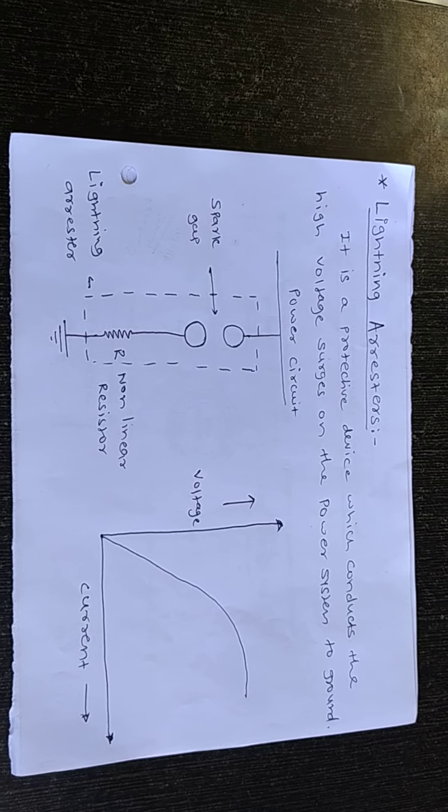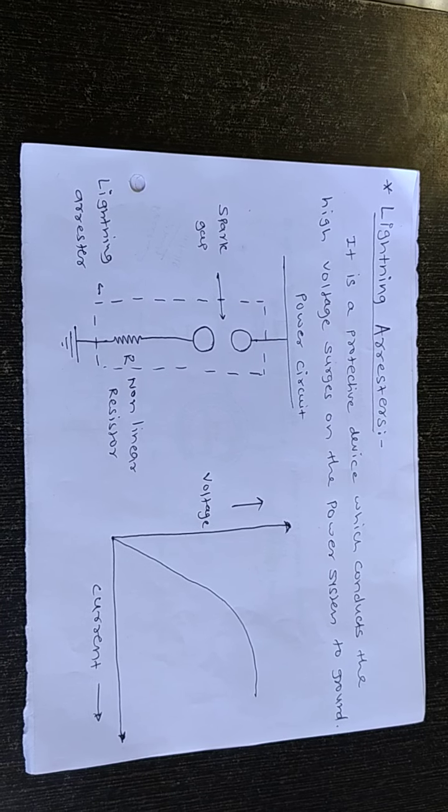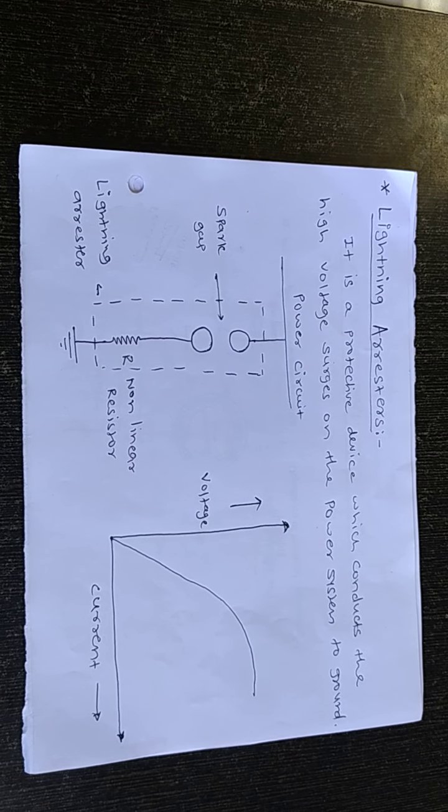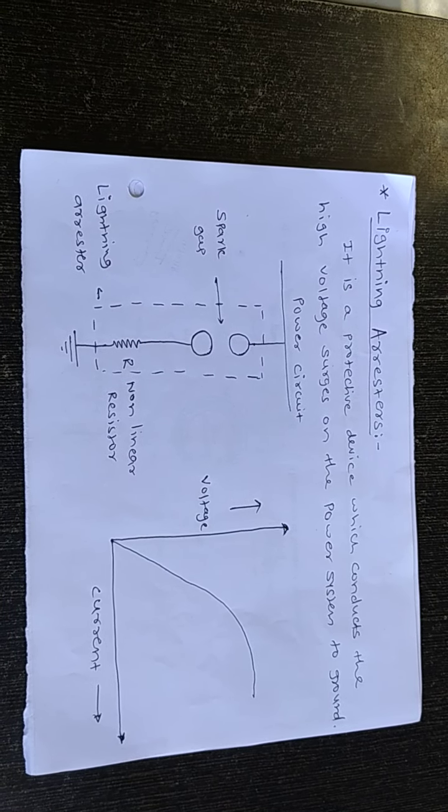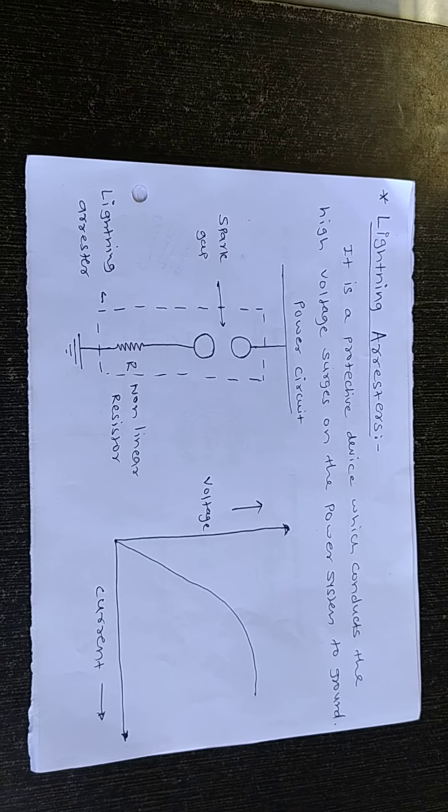Hello friend, today we are going to discuss the lightning arrestor, which is used for the protection of the power system from overvoltages. What is a lightning arrestor? It is a protective device which conducts the high voltage surges on the power system to the ground.